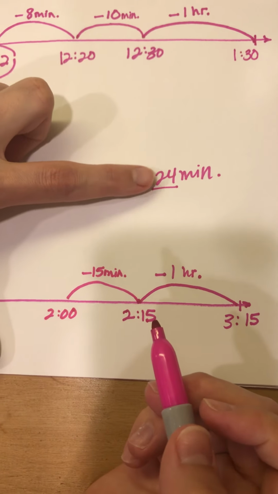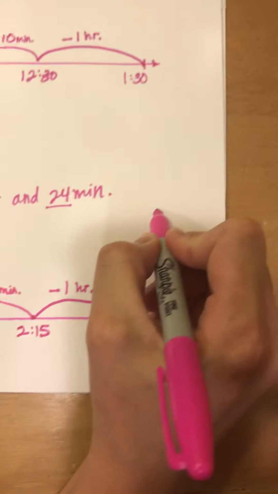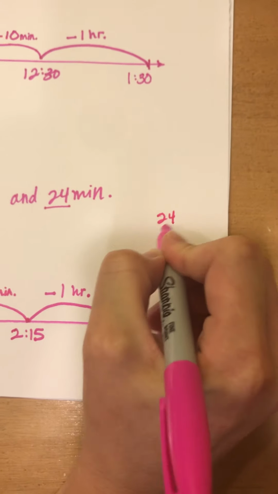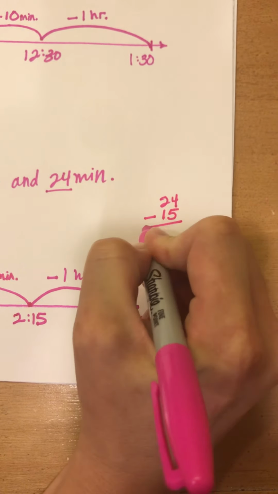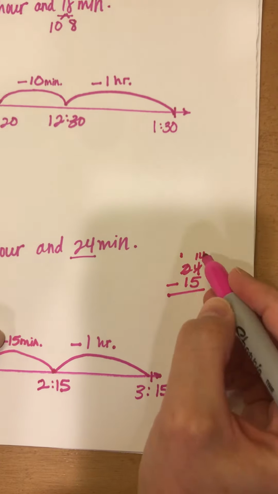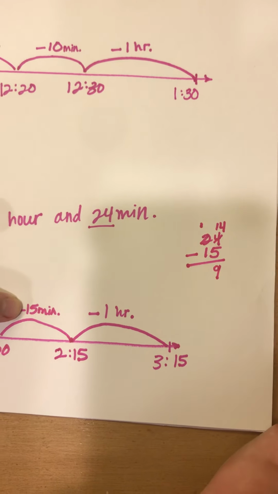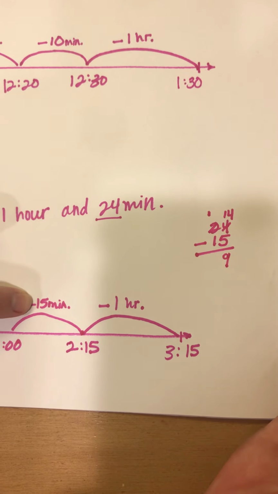Now remember, I'm still trying to go back 24 minutes, and I've already used 15. So over here, I'm going to do a little scratch work. 24 minus 15 minutes. That's 14 and 1. 14 minus 5 is 9. 1 minus 1 is 0. So I've got 9 minutes to subtract still.